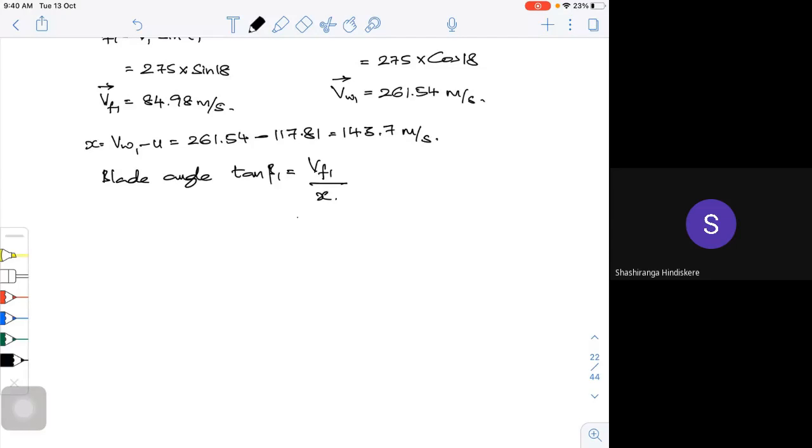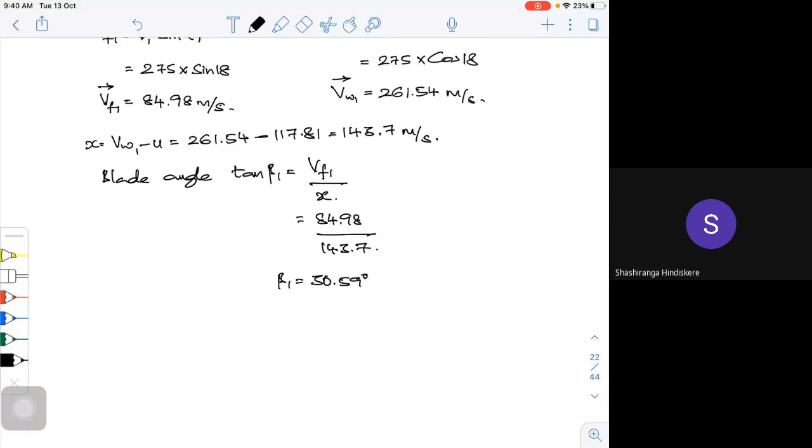What is my Vf1? It is 84.98 divided by 143.7. Take tan inverse of it. I am getting around 30.59 degrees. I got my inlet blade angle.